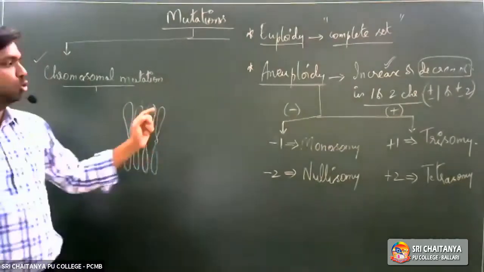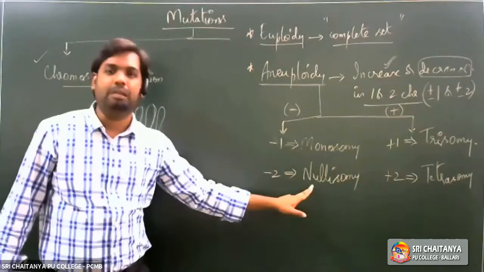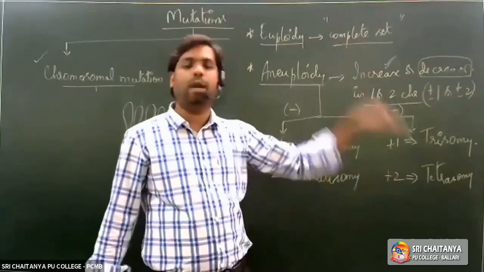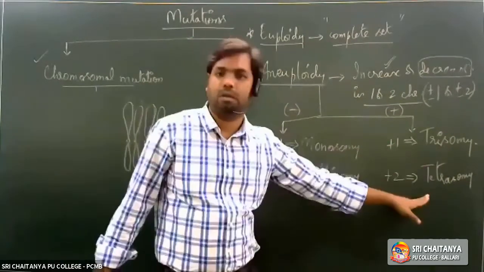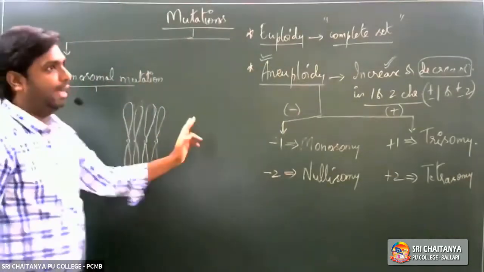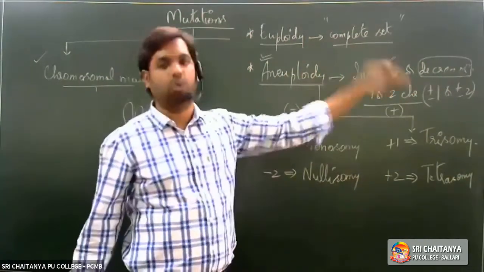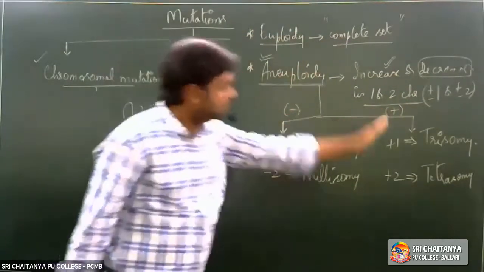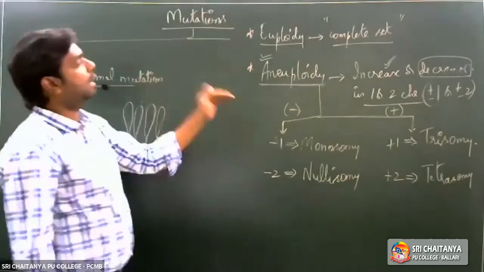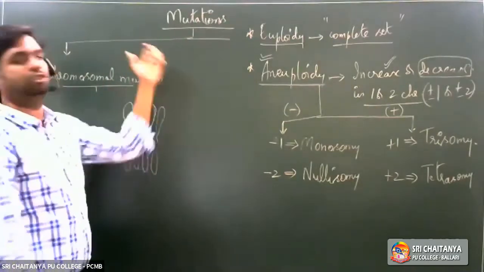So if there is 1 chromosome less, we call it monosomy. If there are 2 chromosomes less, we call it nullisomy. If there is 1 chromosome extra, we call it trisomy. If there are 2 extra chromosomes, we call it tetrasomy. Right? So all this together, we call aneuploidy, where there is either an increase or decrease of 1 or 2 chromosomes. Either an increase this side or a decrease of 1 or 2 chromosomes would lead to a condition called aneuploidy type of genomic mutation.